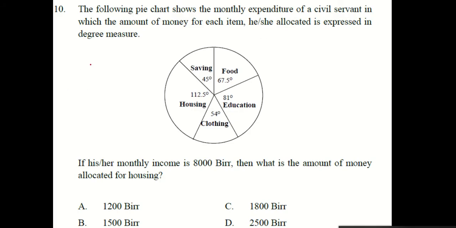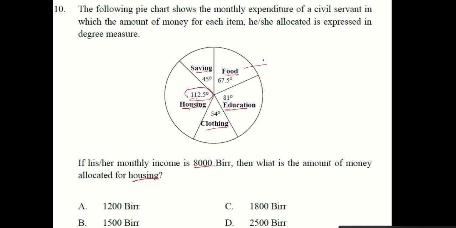Okay. Question number 10. It says the following pie chart shows the monthly expenditure of a civil servant, in which the amount of money for each item he or she allocated is expressed in degree measure, as you see here, for saving, food and housing, clothing, education, for different purposes. The monthly income is 8,000. So how much money is allocated for housing? It says for the housing, it is 112.5.